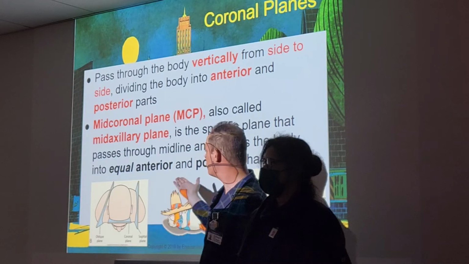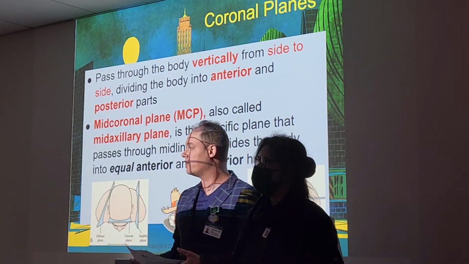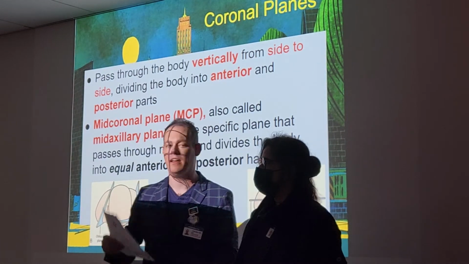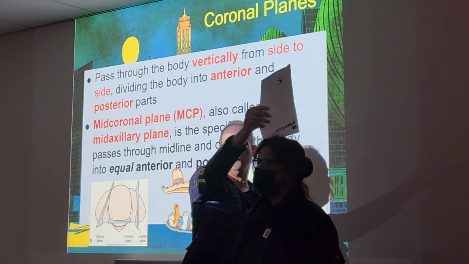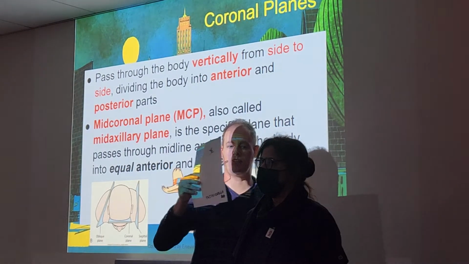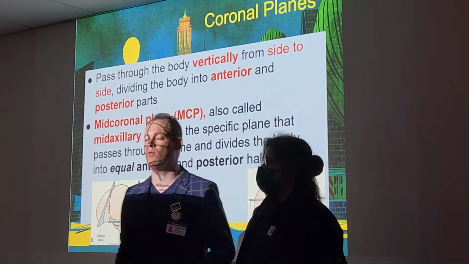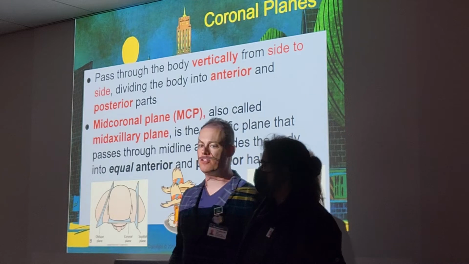Now we have this specialized one once again, the MCP. It's another aspect of positioning. It's going to be very important. It's going to be an equal slice of anterior and posterior portions right through the middle. So when I slice directly in the middle of her body, it's going to be an equal anterior and posterior portion. Once again, the keyword there is equal, that mid-coronal plane.